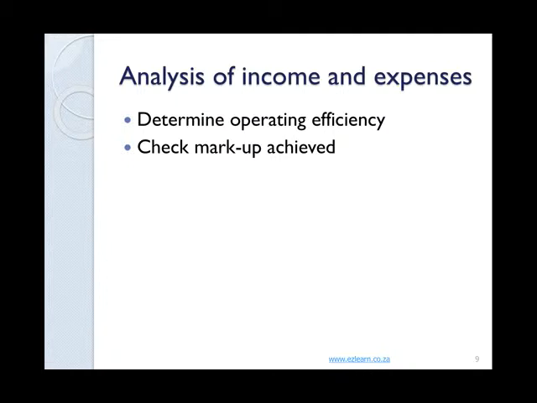The first thing that we will look at is to check the markup that has actually been achieved by the business. This can be done using two ratios. The first one is the one that is most commonly used in reality. This is the percentage gross profit on sales, otherwise known as the gross profit margin.